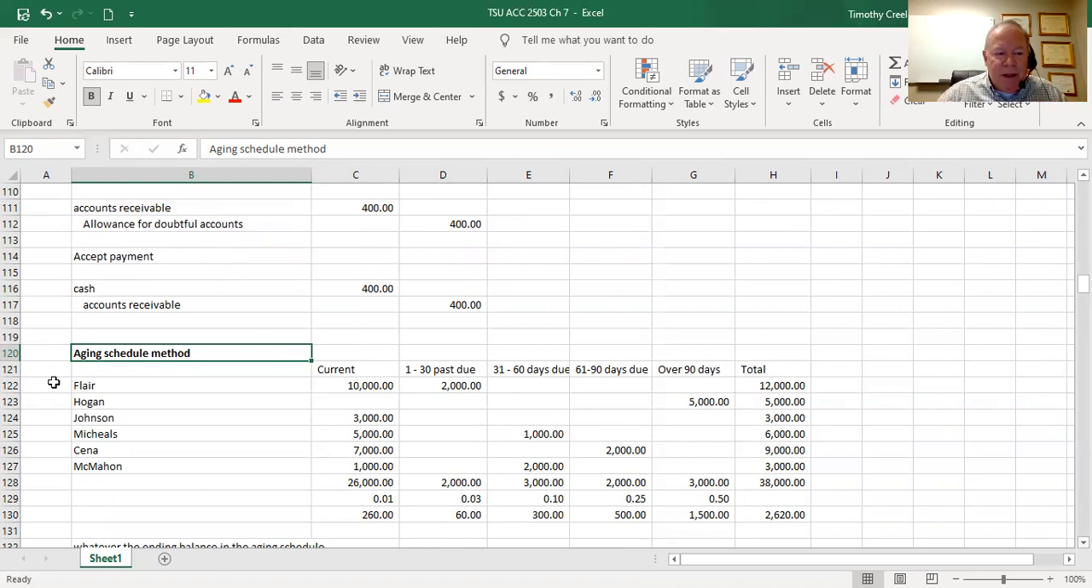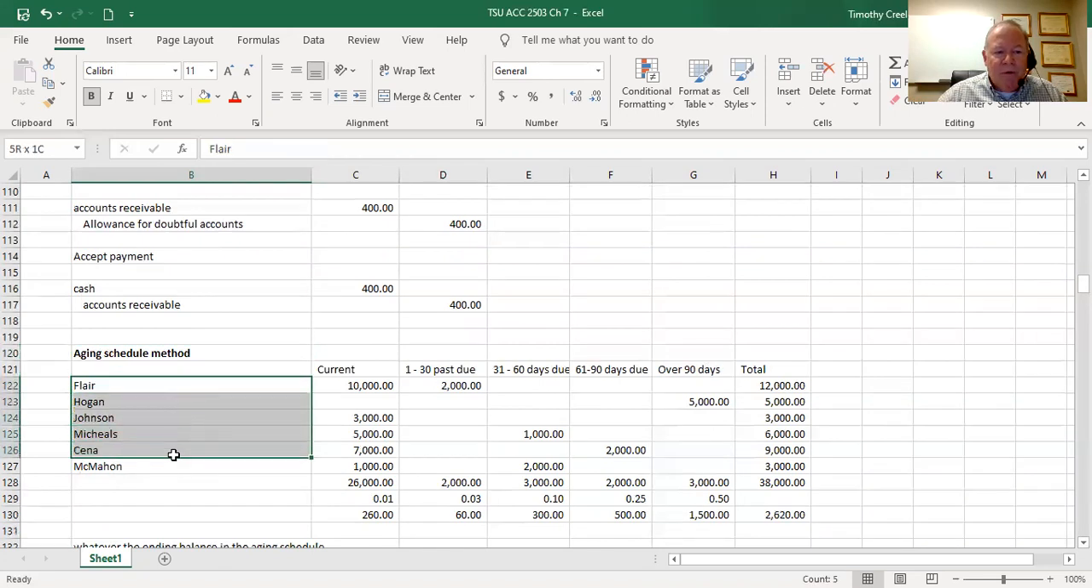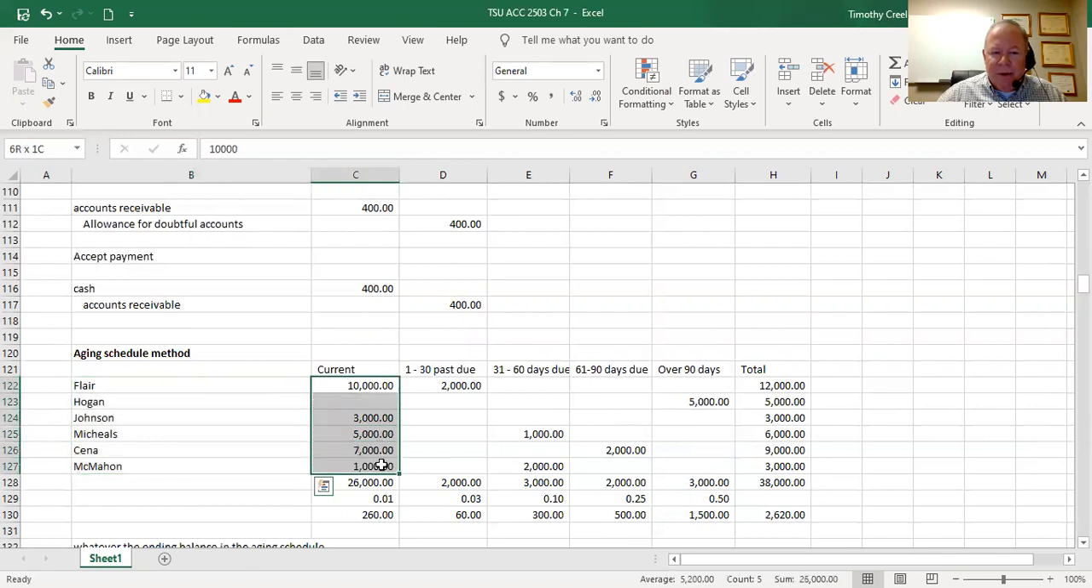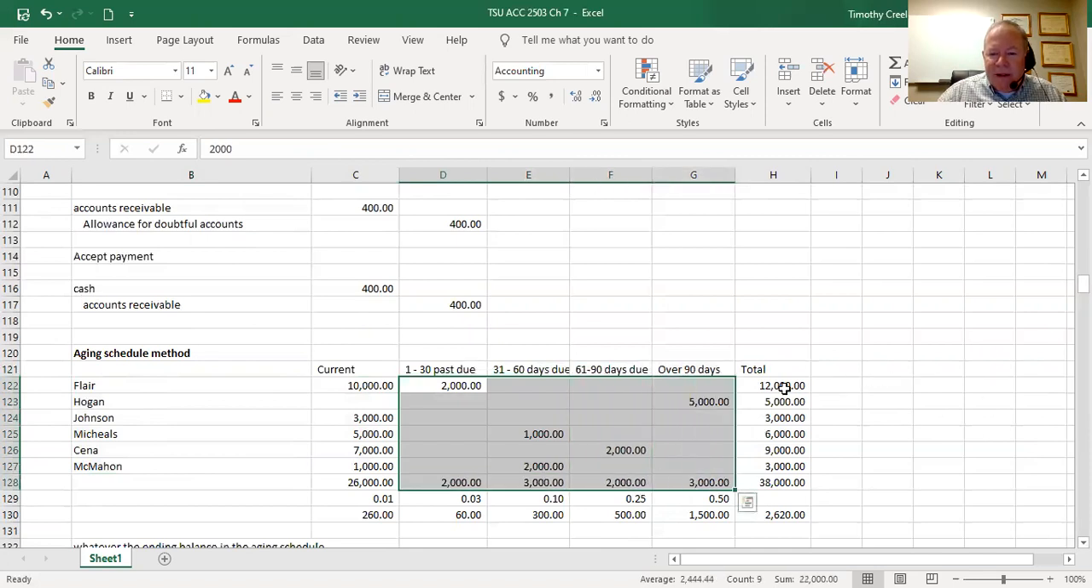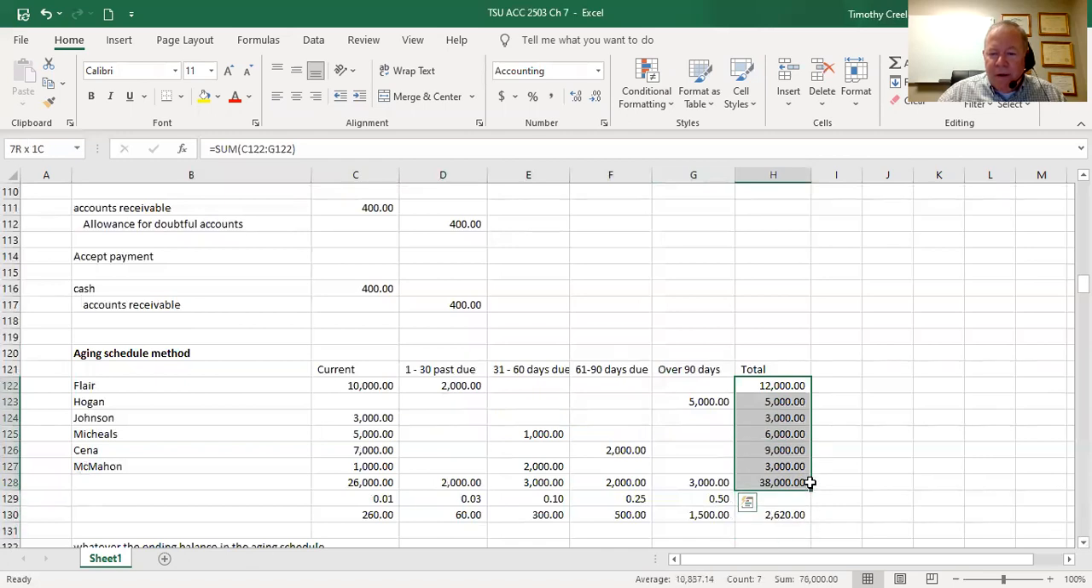So in this case right here, the aging schedule would have all of our customers that owe us money listed, how much of what they owe us is current, which would mean it's not past due, and then it would list the past due amounts and how past due they are. 1 to 30 days past due, 31 to 60 days past due, 61 to 90 days past due, and over 90 days past due. And it would list all of the amounts here. Now, this total over here would basically be our total accounts receivable.